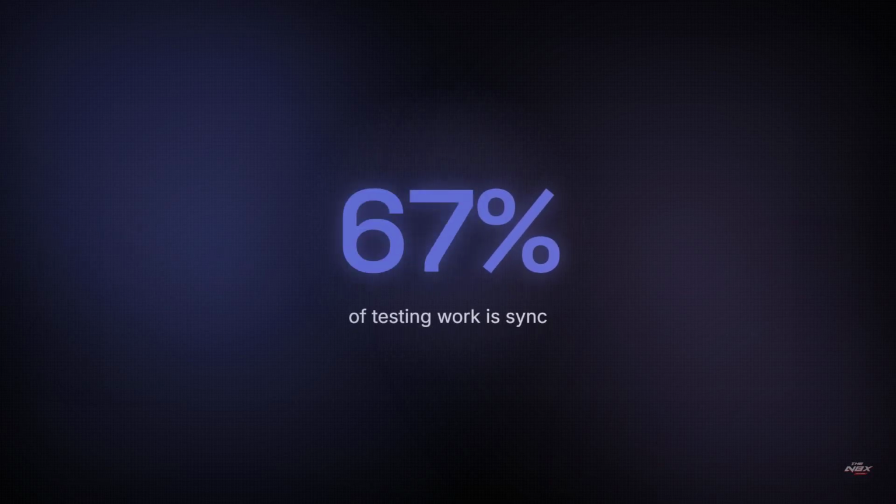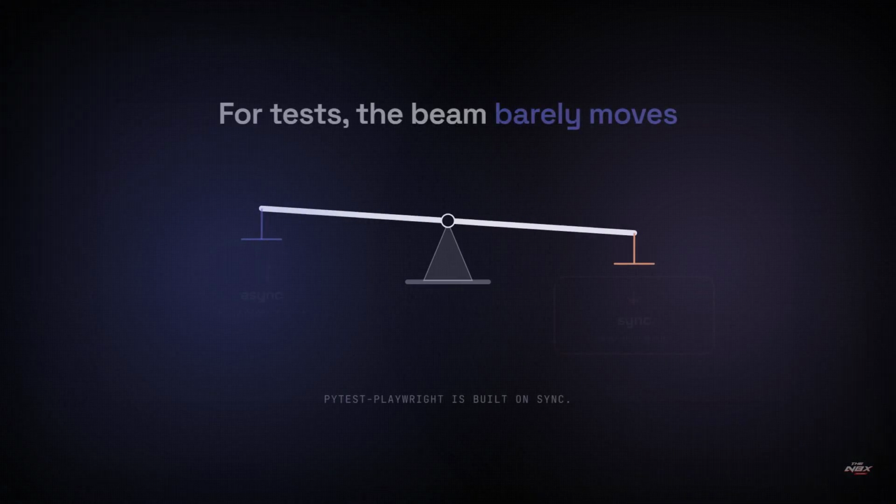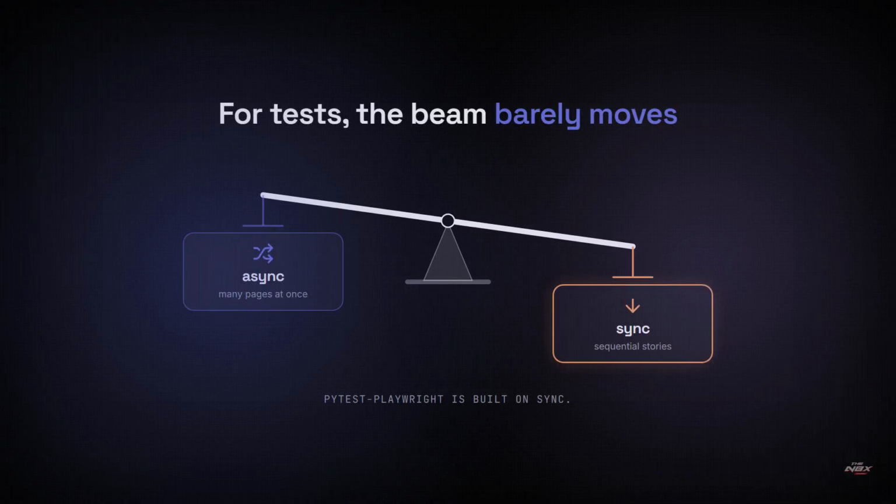But here is the number that decides it for almost everybody watching. Around 99% of testing work is plain sync. And the reason for that is simple enough. Tests are sequential stories. Go here, click on this, expect to see that, then move on. Sync matches that shape exactly, and the PyTest plugin we meet in Act 2 is built directly on top of it. So here is your check.